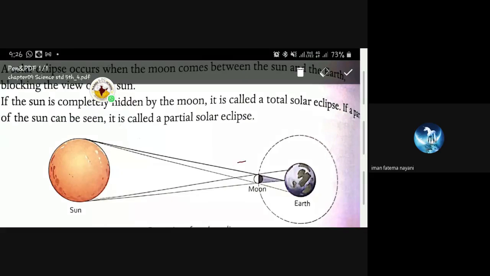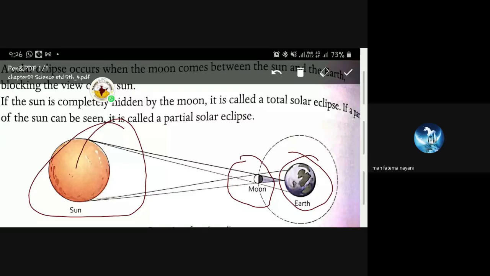A solar eclipse occurs when the moon comes in between the sun and the earth. Look here, this is the moon. The moon is coming between the sun and the earth, blocking the view of the sun. What happens is the moon comes in between and blocks the view of the sun. So this is a solar eclipse.